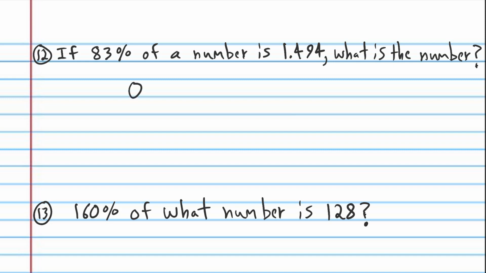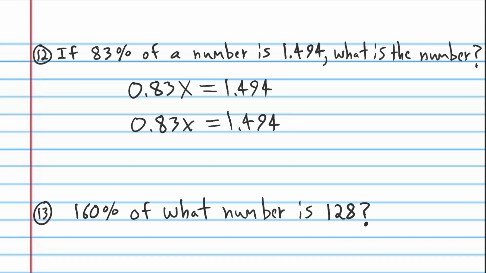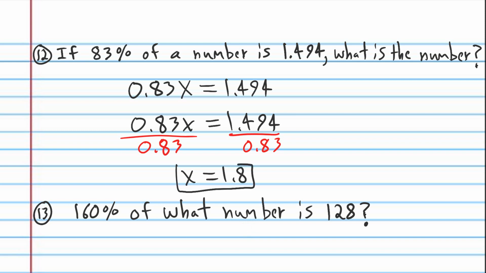All right, we're back. 0.83 times some number we don't know is equal to 1.494. So that's the equation. So rewrite the equation and perform your operation on both sides of the equation, just like we learned to do in previous classes. 1.494 divided by 0.83. I got my calculator out, and it looks like it's going to be 1.8. So if you got 1.8, good job.